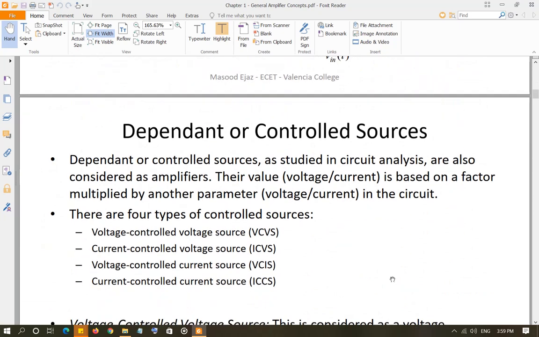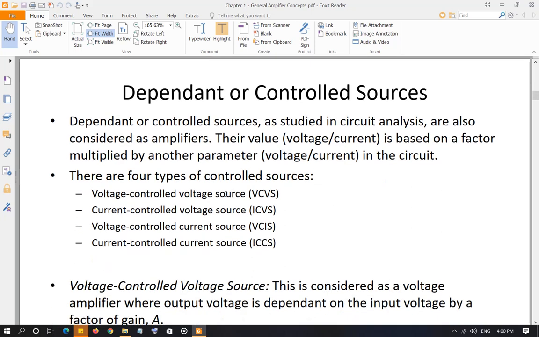Now, you have used dependent sources in circuit analysis, and those dependent sources are a basic form of linear amplifiers. There are four sources that you use: the voltage controlled voltage source, which is a voltage source whose voltage can be controlled by another voltage in the circuit. The current controlled voltage source, similarly a voltage source whose voltage is controlled by a current flowing in some part of the circuit. And likewise you have two current sources: voltage controlled current source and current controlled current source.